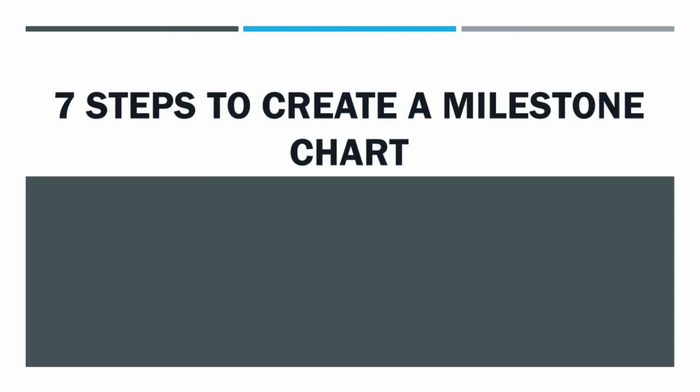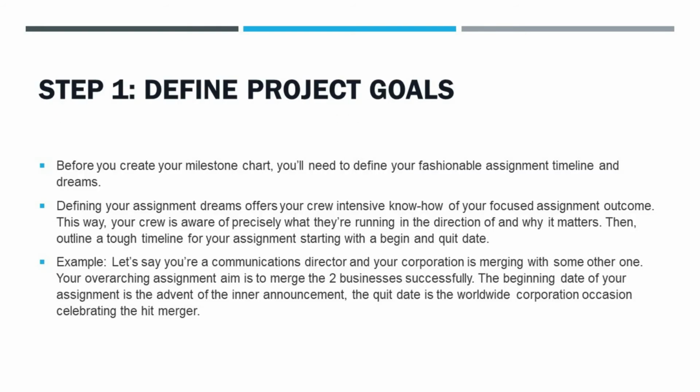Seven steps to create a milestone chart. Step 1. Define project goals. Before you create your milestone chart, you'll need to define your general project timeline and goals. Defining your project goals gives your team an in-depth understanding of your targeted project outcome. This way, your team knows exactly what they're working towards and why it matters. Then, outline a rough timeline for your project starting with a start and end date.